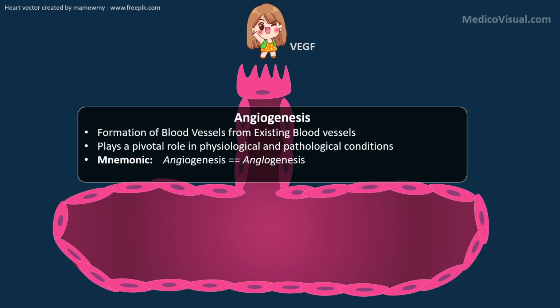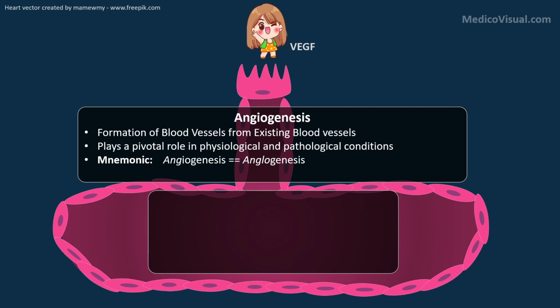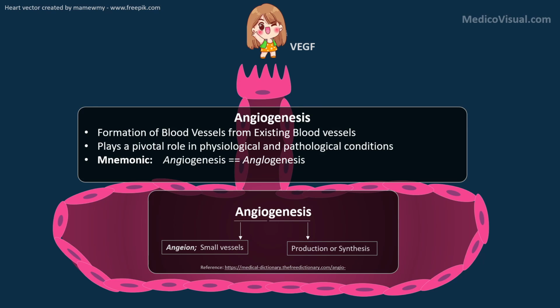Simple, isn't it? But remember that this term angiogenesis does not mean angle. The term angio came from the Greek word angion, which means small vessel, and genesis means to form, to produce, production or synthesis. So angiogenesis literally means formation of small vessels. So major vessels are formed by the process of vasculogenesis, but the smaller vessels sprout, they arise from those major vessels by the process of angiogenesis.